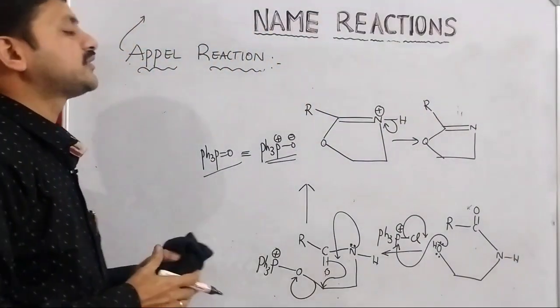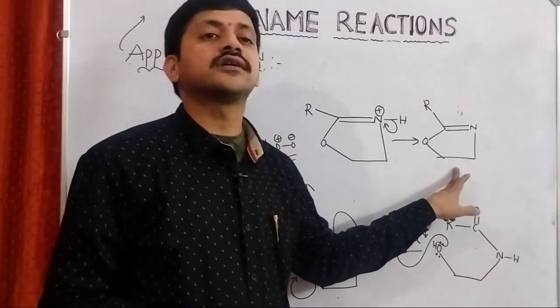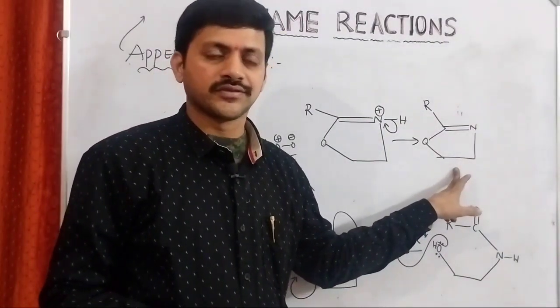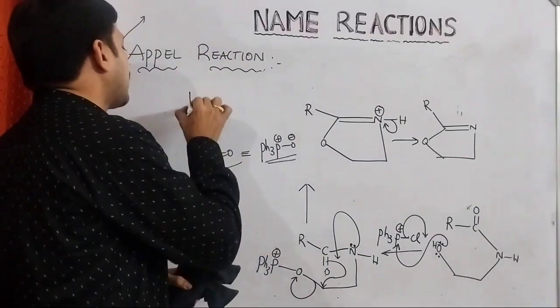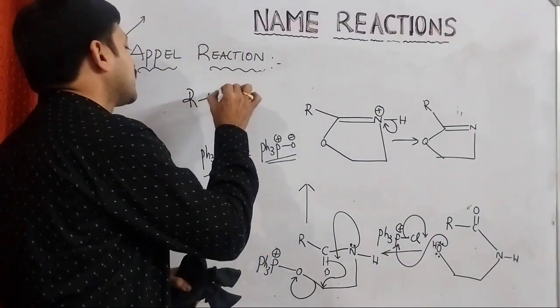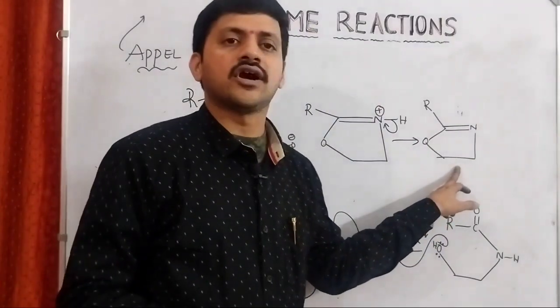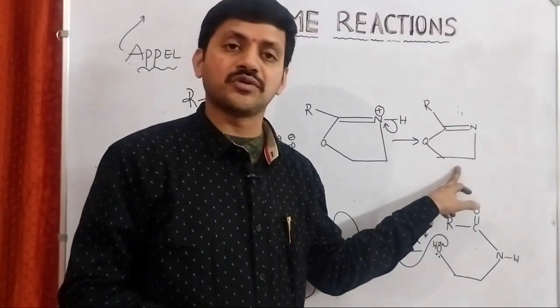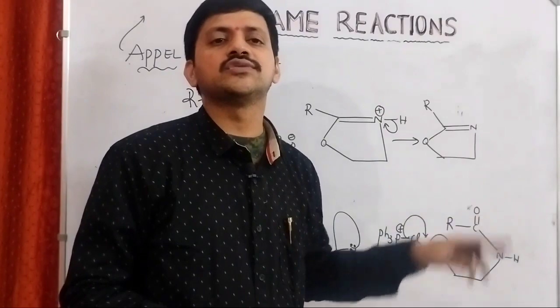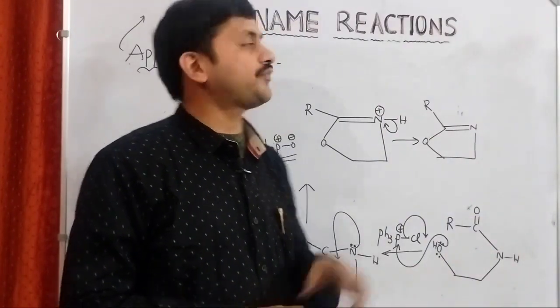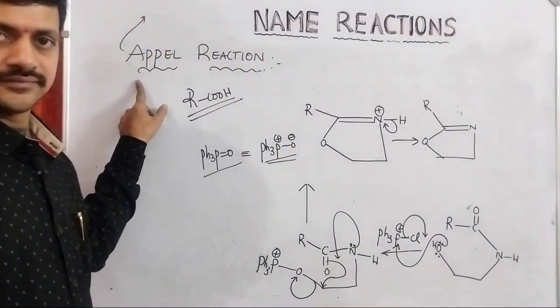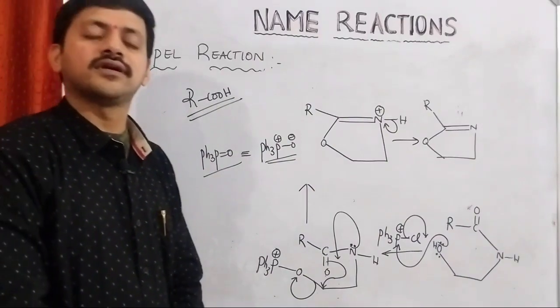These kinds of compounds are commonly called oxazolines. So we started the application with what? Carboxylic acid and ended with the oxazoline moiety. It's a very important moiety. So this is one of the beautiful applications of the Appel reaction. So this is all about the Appel reaction.